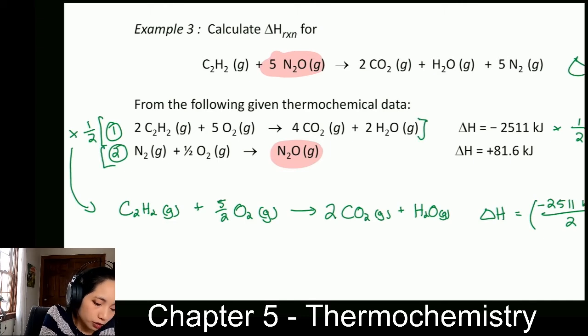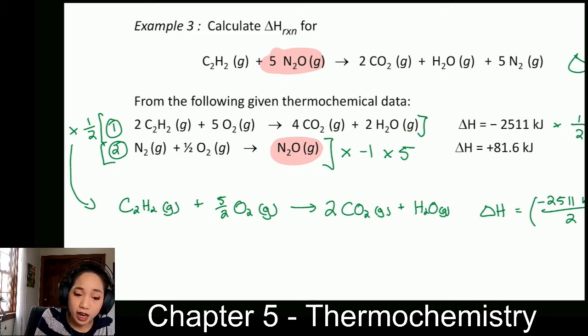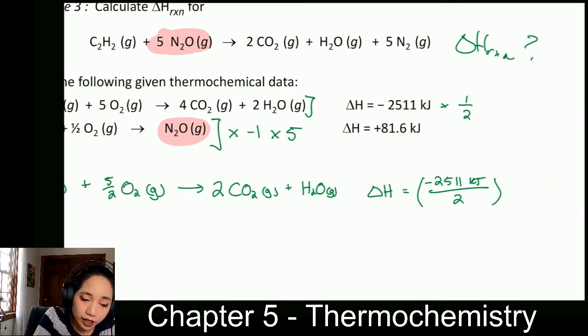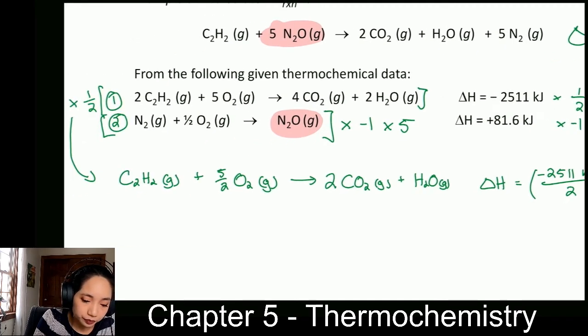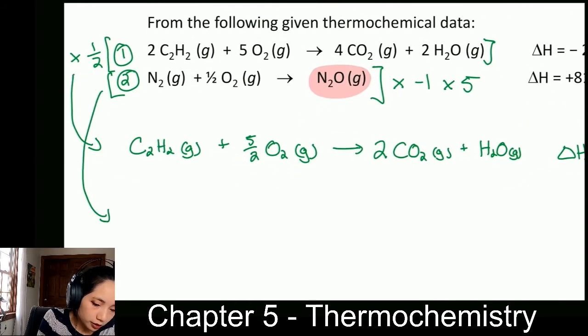So the whole reaction, I'm going to multiply by -1 to flip it, and to multiply by 5 so the coefficient matches. And then remember, you have to do the same thing to the delta H value. So times -1 times 5. All right, so let's rewrite that equation the right way. So I need to flip it and multiply by 5.